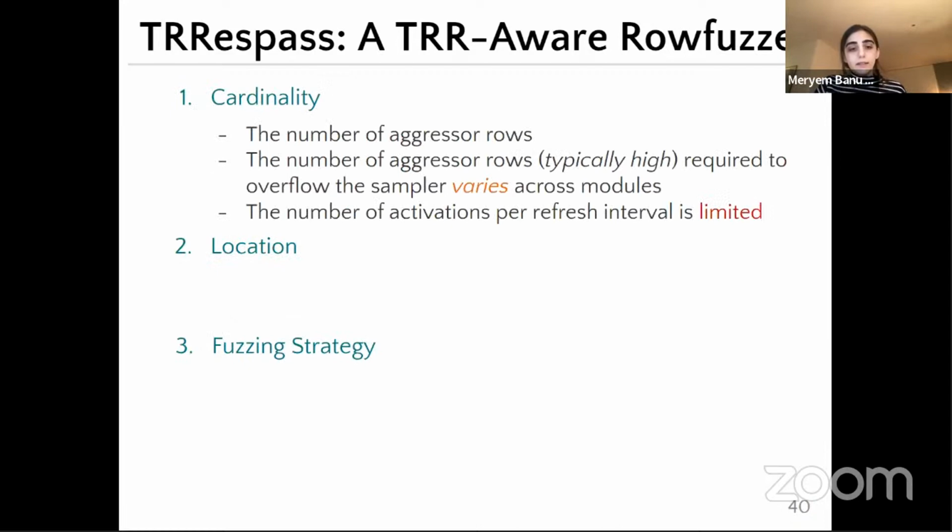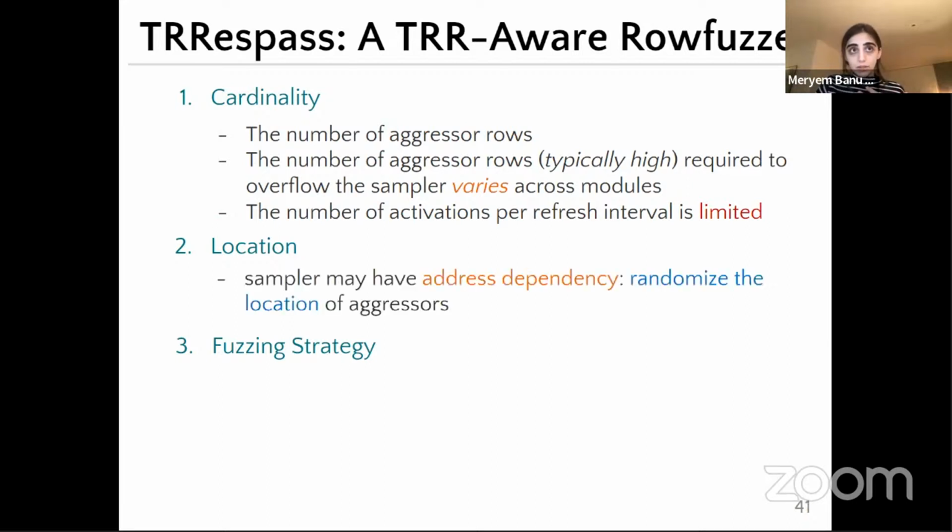So cardinality is the number of aggressor rows TRRespass is generating. It should be high enough to overflow the sampler, but the exact value varies across modules depending on the TRR mechanism employed. Increasing the cardinality too much is counterproductive, though, because a DRAM module cannot carry out more than a certain number of activations within the 64 millisecond refresh interval to the same row. So after some threshold number of aggressor rows, TRRespass cannot generate enough activations to create bit flips.